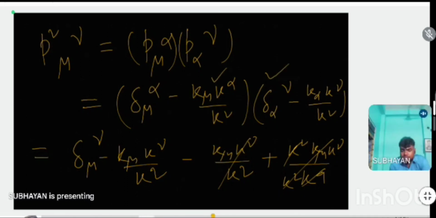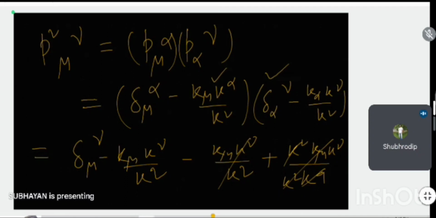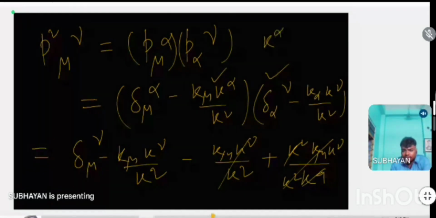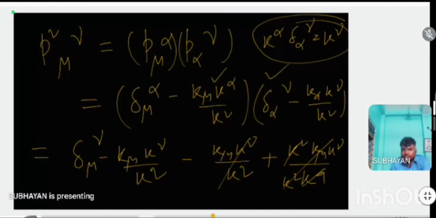This term and this term, yes, this one and this one, then sir, the same thing. Alpha and alpha will contract, then you will yield k nu. K mu was there and again a k nu. Alpha will contract. So k mu by k square. K alpha nu, this is k nu. So that's why k mu by k square.